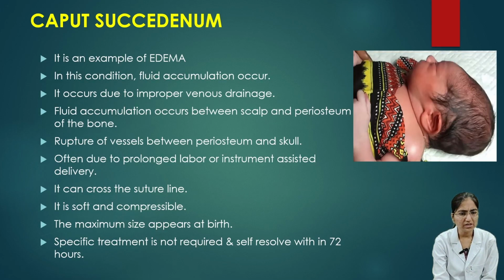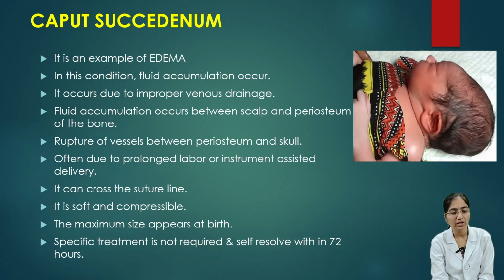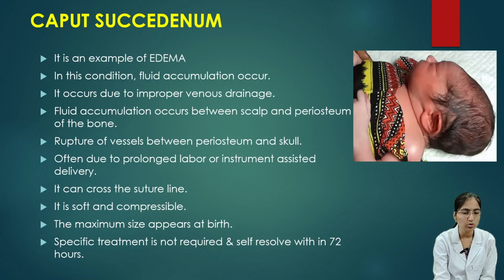Next, we'll see the Caput Succedaneum. Here, it is an example of edema, and in this condition, fluid accumulation occurs. It occurs due to improper venous drainage, and fluid accumulates between the scalp and periosteum of the bone. We can also see a rupture of vessels between periosteum and skull, often due to prolonged labor or instrument-assisted delivery. It can cross the suture line. It is soft and compressible, and the maximum size appears at birth. Specific treatment is not required; it self-resolves within 1 to 3 days, that is 72 hours.